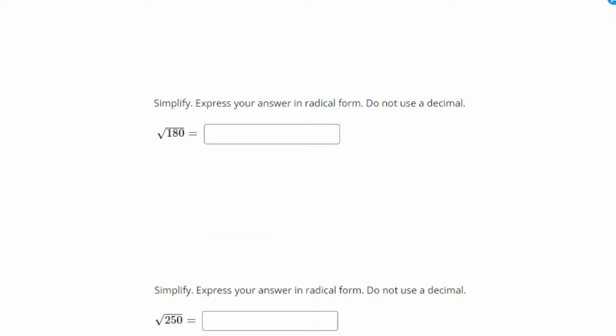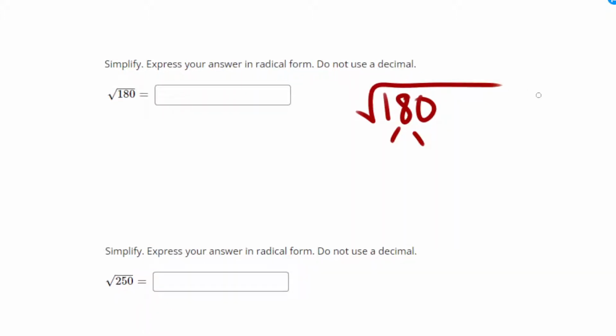And it starts with simplify. Express your answer in radical form. Do not use a decimal with 180. And the reason why it's starting with something like this is because we're going to be doing simplification of radicals quite a bit in this unit. So we're going to take 180 and we're going to prime factor it.